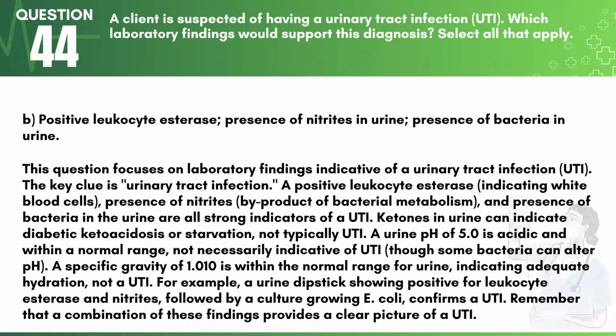Ketones in urine can indicate diabetic ketoacidosis or starvation, not typically UTI. A urine pH of 5.0 is acidic and within a normal range, not necessarily indicative of UTI, though some bacteria can alter pH. A specific gravity of 1.010 is within the normal range for urine, indicating adequate hydration, not a UTI. For example, a urine dipstick showing positive for leukocyte esterase and nitrites, followed by a culture growing E. coli, confirms a UTI. Remember that a combination of these findings provides a clear picture of a UTI.